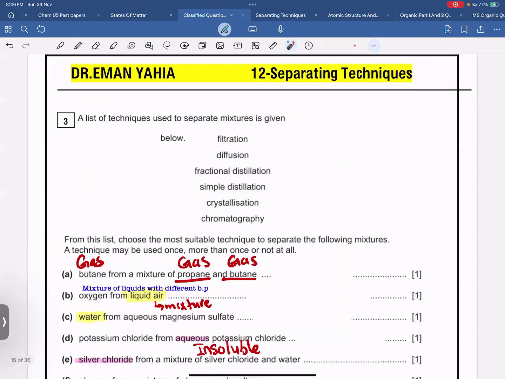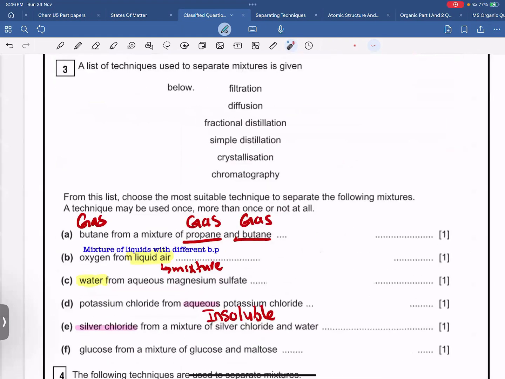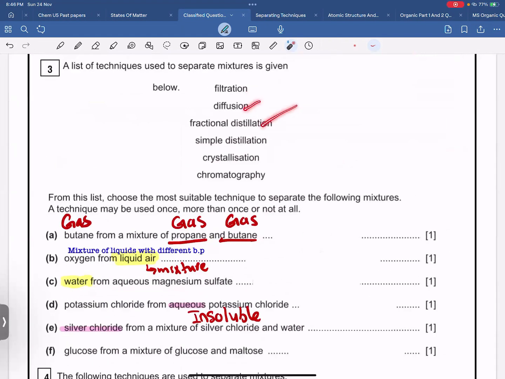Another example. From this list: diffusion, filtration, fractional distillation, simple distillation, crystallization, and chromatography, choose the most suitable technique to separate the following mixture. Butane from mixture of propane and butane. Okay, remember, propane and butane are gases. So to separate gas from a mixture of gases, use diffusion. Okay?